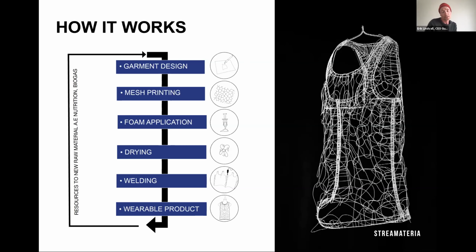And this is done on an automated 3D printing device, where every pattern is made simultaneously. So we do the material as well as the design or the garment patterns at the same time. Then we dry these patterns, and we weld or stitch them together to become a wearable product that you wear once or twice.